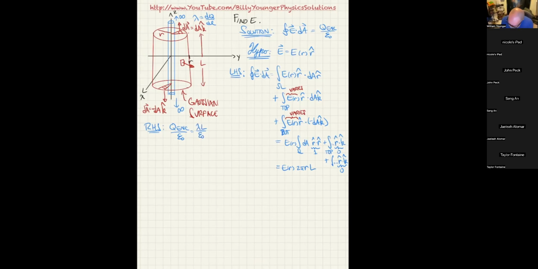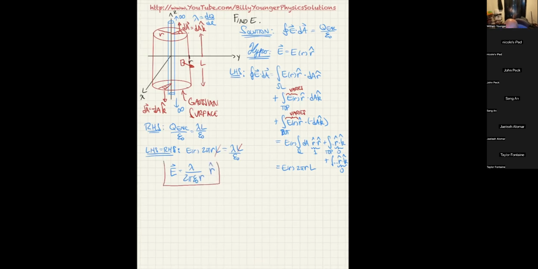Okay. So now watch this. Left-hand side equals right-hand side. And when you do this, you get E of R, the magnitude of the electric field, times 2 pi RL is equal to lambda L over epsilon naught. So using our hypothesis, we see that the electric field E is actually equal to lambda. Notice the L's cancel out. Is equal to lambda over 2 pi epsilon naught R hat.